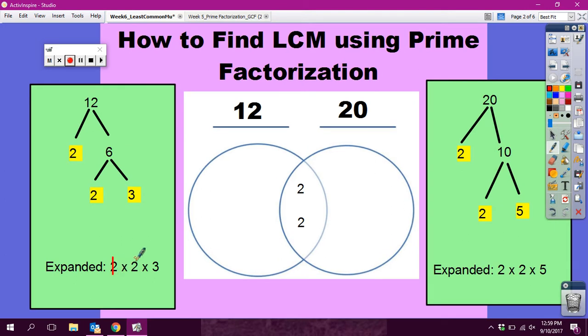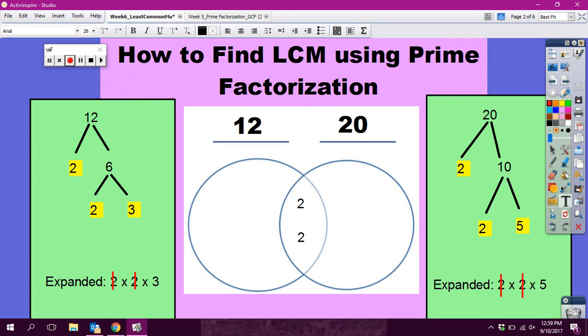Remember, I'm not listing every 2 that they have in common. I'm not listing all 4 2's. I'm looking at their expanded forms and saying to myself, okay, they both have 1 2, they both have 2 2's. So that's why only 2 2's go in the middle.